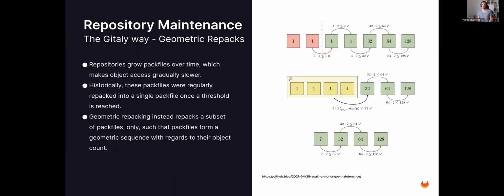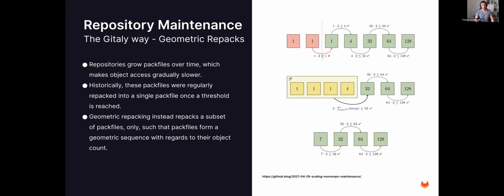So first, what are geometric repacks? As I said, repositories typically grow pack files over time, where we add more and more pack files to the repository, which makes the object access gradually slower. The thing, though, is that in the old world, previous to optimized repository, Gitaly typically said, OK, if there's too many pack files, we'll compress them all into a single full pack file. But this takes a very long time for large mono repositories, typically on the order of many minutes, if not even hours. And doing that multiple times per day is, of course, very inefficient.